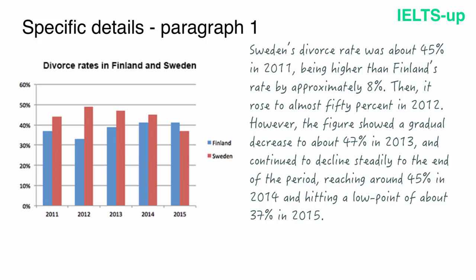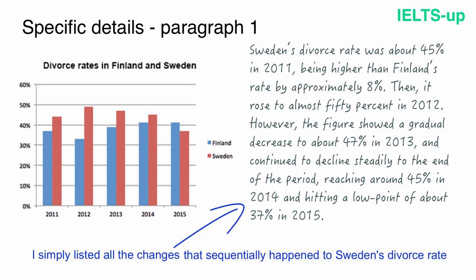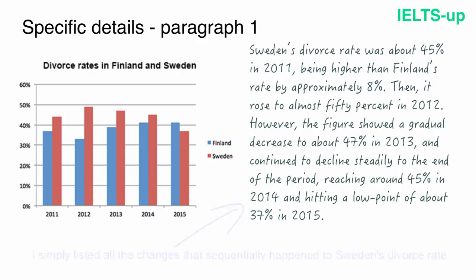You can see that I simply listed all the changes that sequentially happened to Sweden's divorce rate during the given time period. I started with describing Sweden's divorce rate in 2011 when I wrote, "Sweden's divorce rate was about 45% in 2011." Pay attention to the word about that I used.